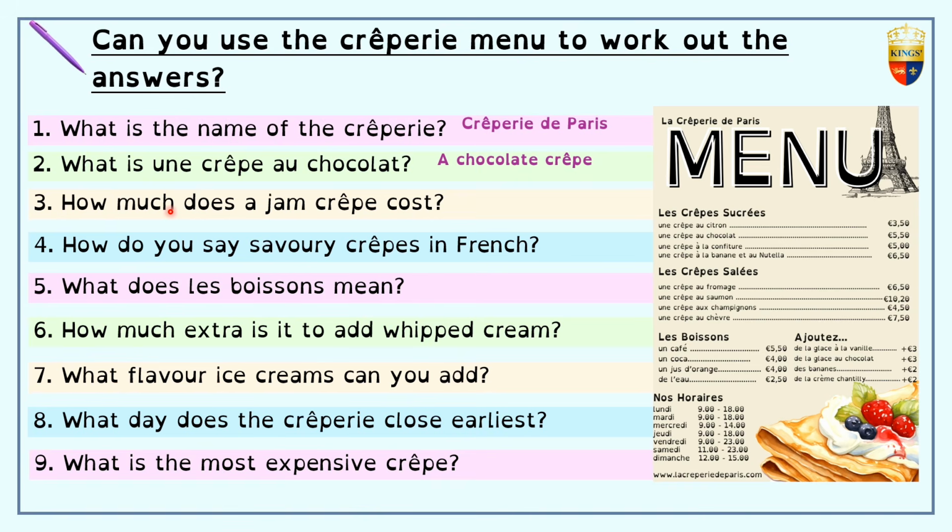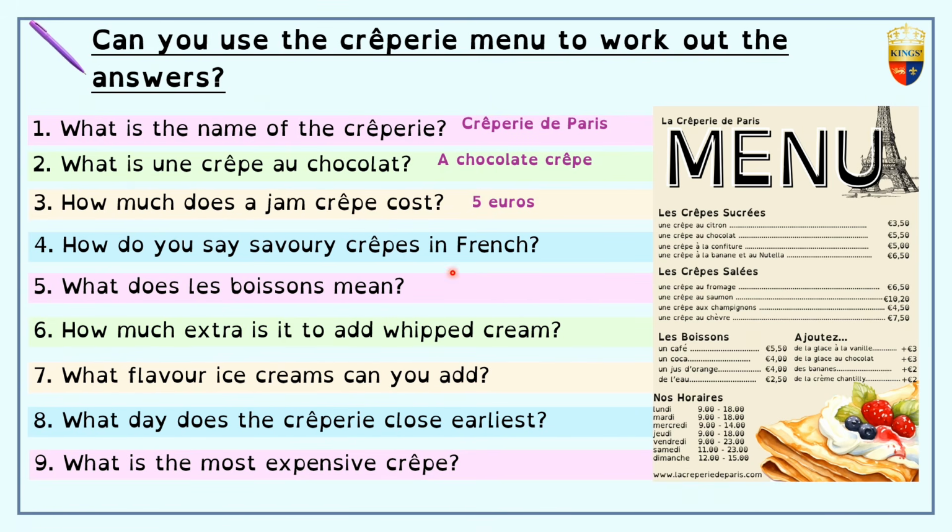So, number 3, how much does a jam crepe cost? A jam crepe was une crêpe à la confiture, which is again what we learned about last week. And a jam crepe cost €5 on our menu.